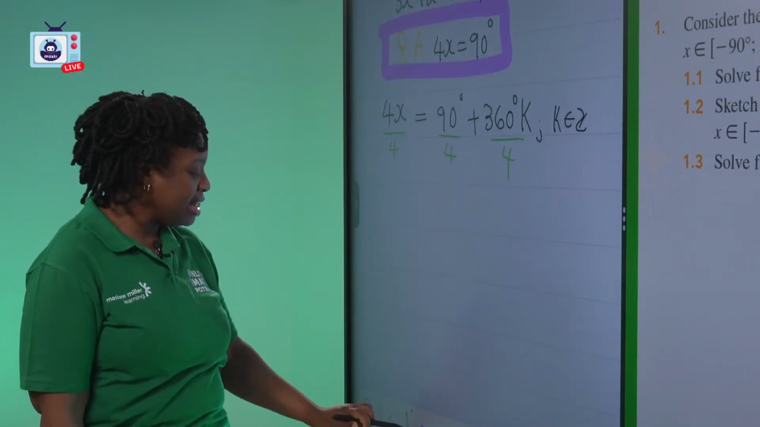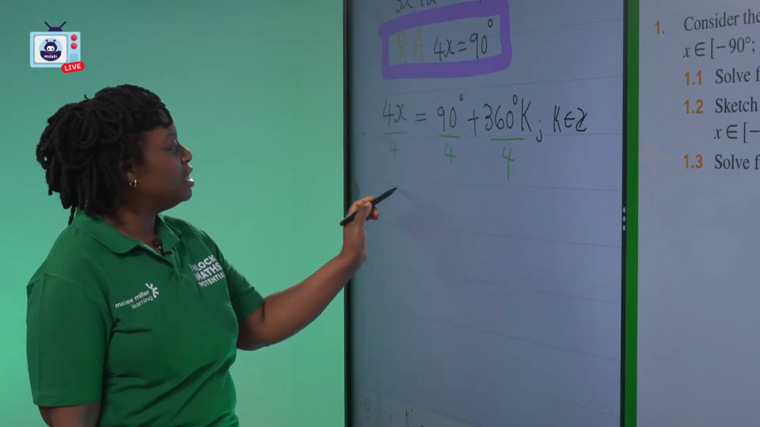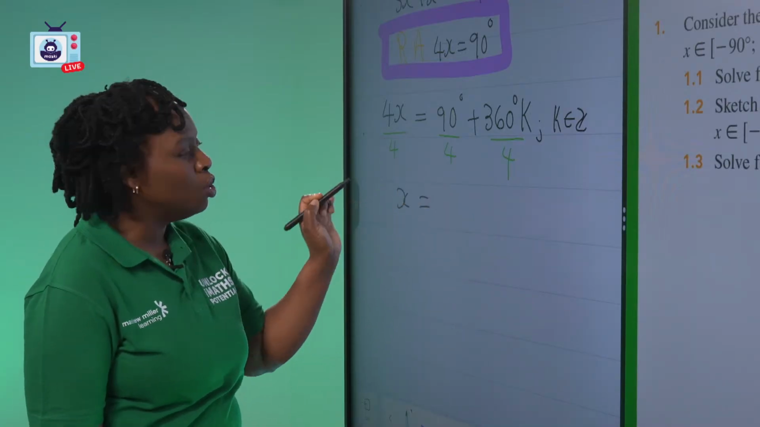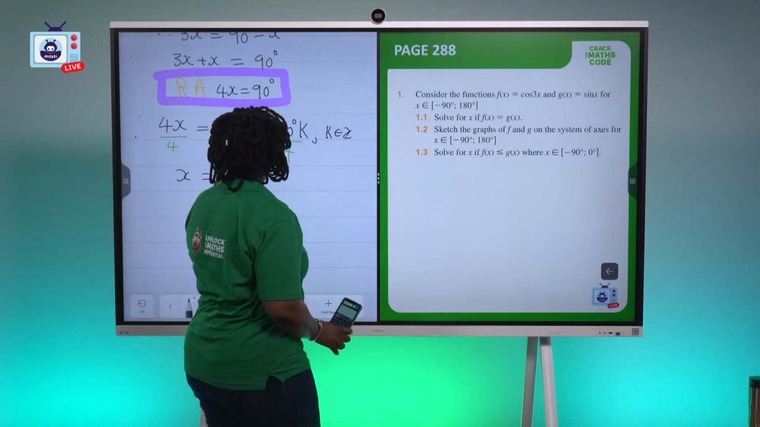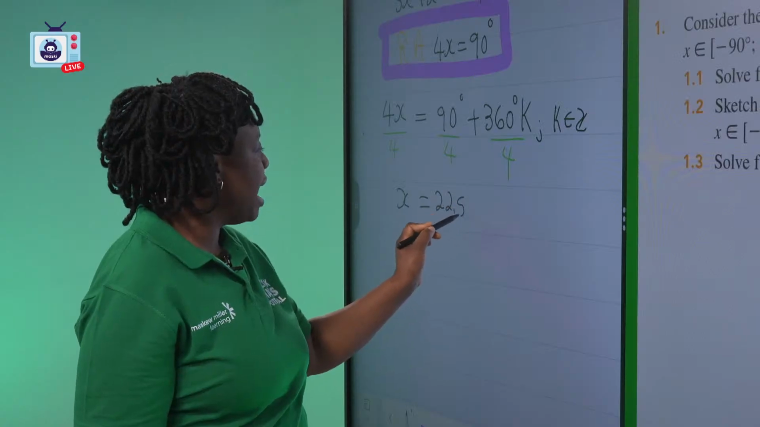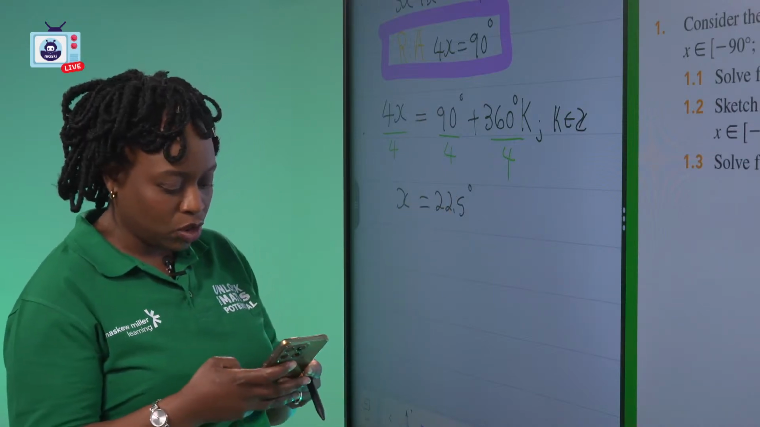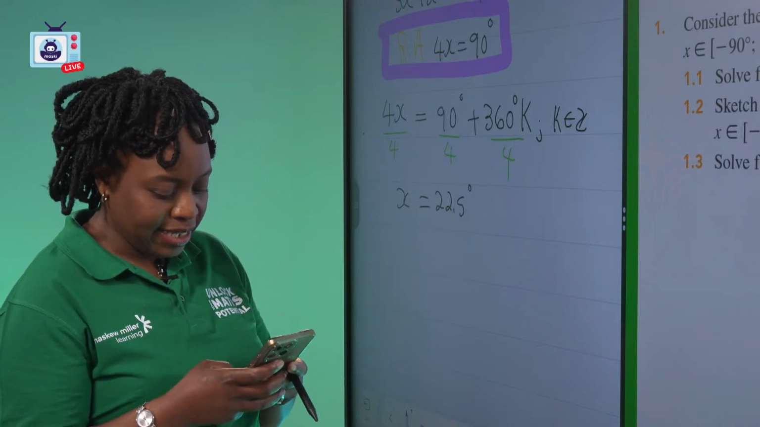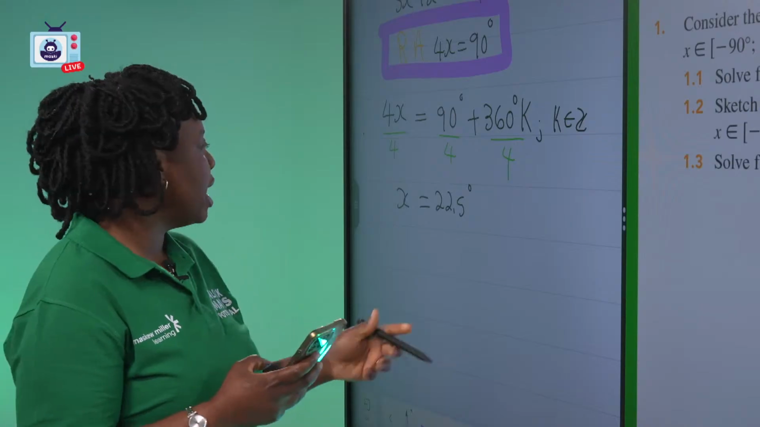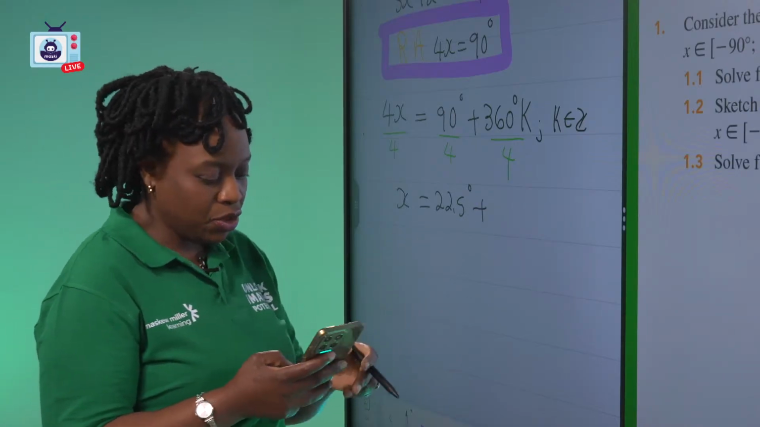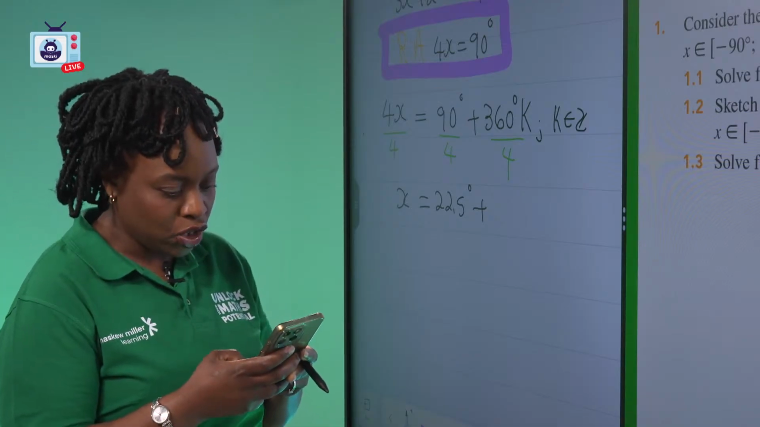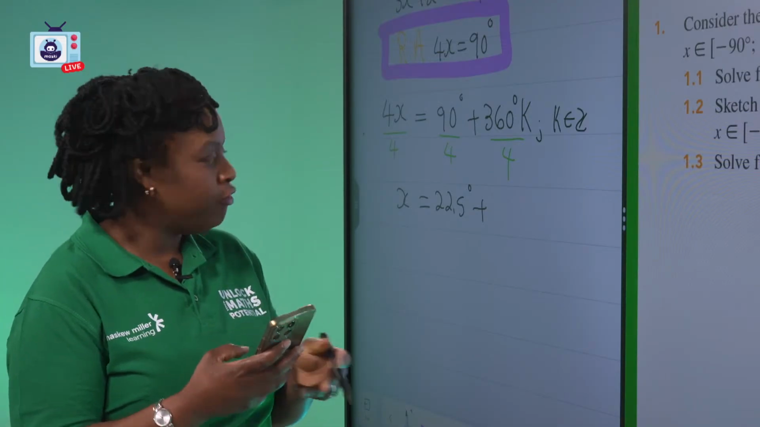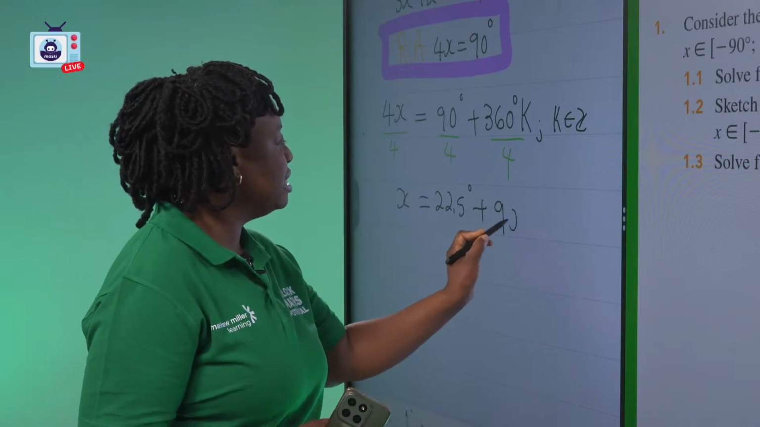So we divide that by 4, and that means x will then be equal to 90 divided by 4, which gives 22.5 degrees. Let me quickly check that: 90 divided by 4 should be correct. Then 360 divided by 4, should that be 90? Let's just be sure. If we divide it by 4, that gives us 90 degrees.